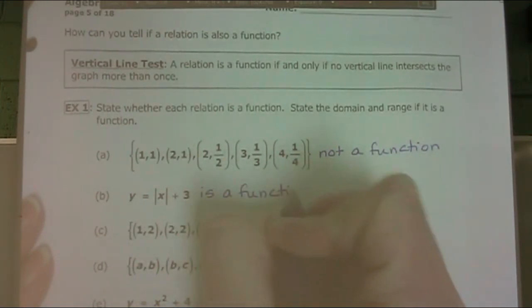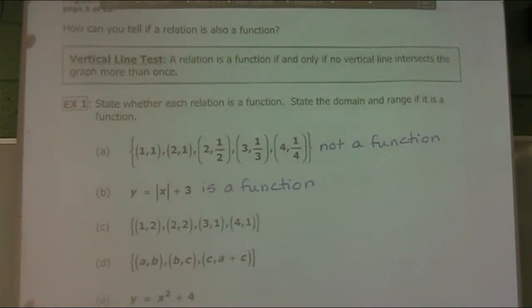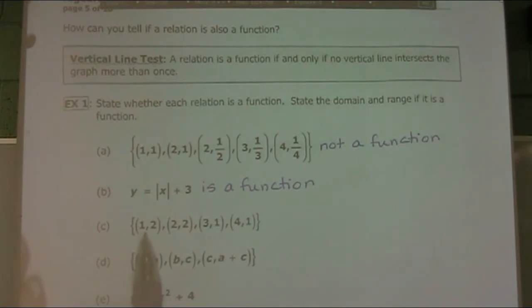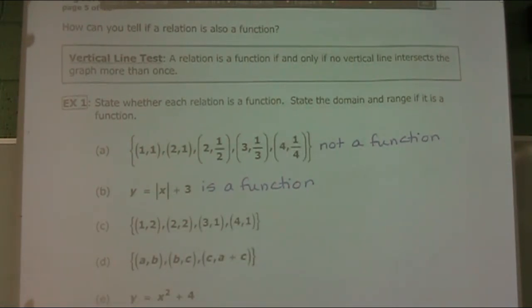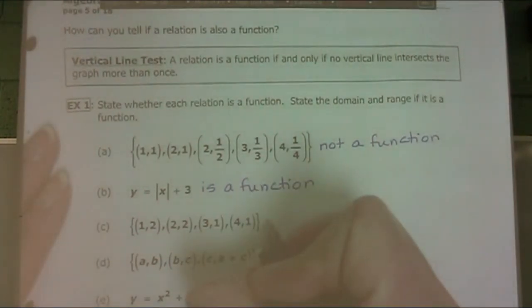The next example, we have ordered pairs. Look at the x values. I've got a 1, a 2, a 3, and a 4. No repeats of x values. It is a function. It does not matter that the y's repeat. It does not matter. It only matters if the x's repeat. So this is a function.